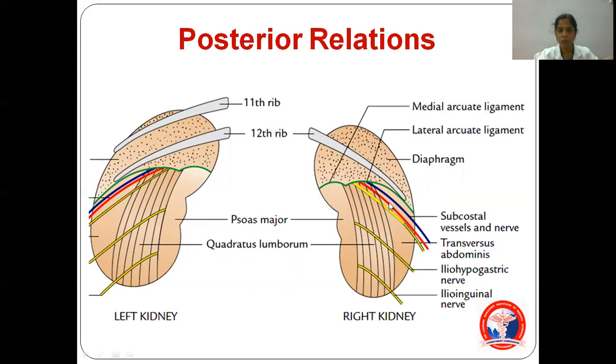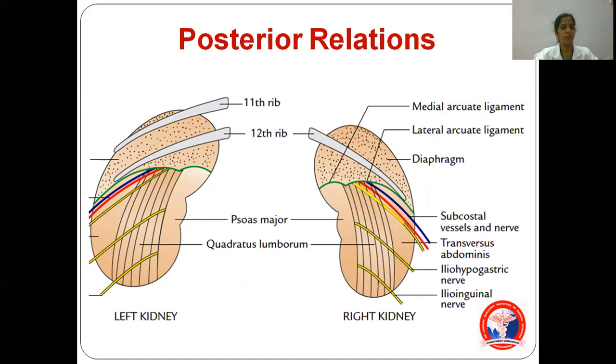From above, we have subcostal nerve and vessels. Then we have iliohypogastric nerve. Then we have ilioinguinal nerve. So these are the structures related to the kidney posteriorly. All are common except the ribs.